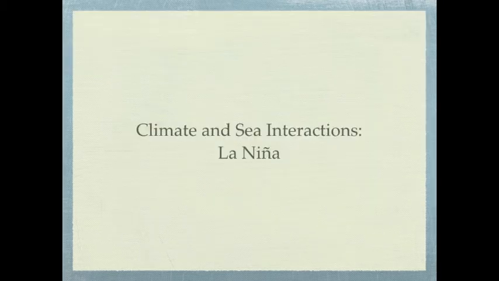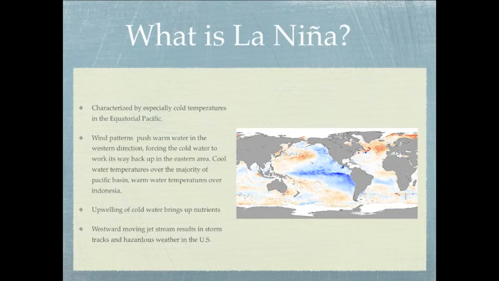Now we'll discuss climate and sea interactions, focusing on La Niña. La Niña is characterized by especially cold temperatures in the equatorial Pacific. During La Niña, strong wind patterns push warmer water in the western direction, allowing deeper, cooler water to move towards the surface in the eastern direction.